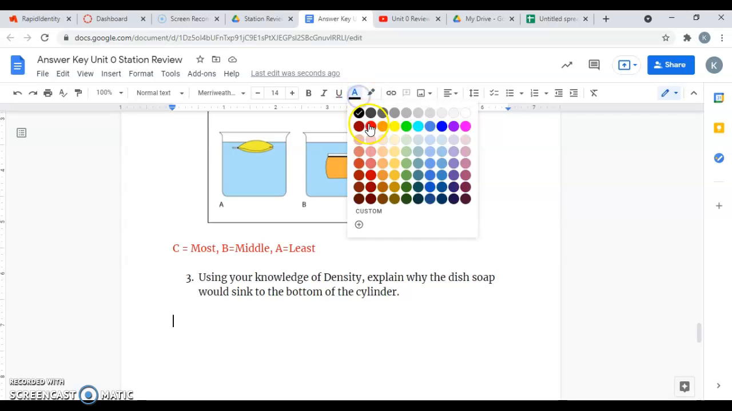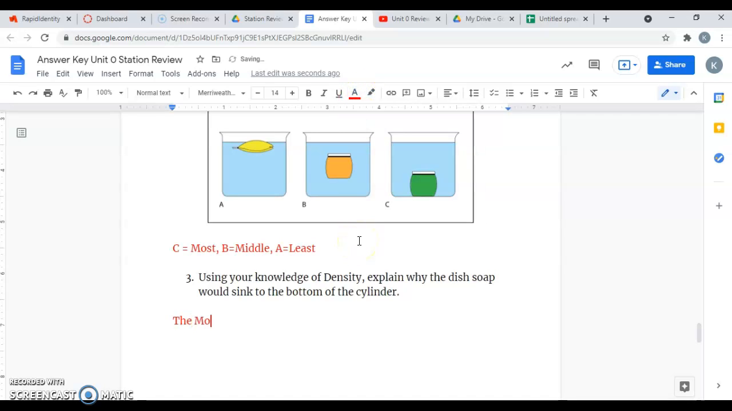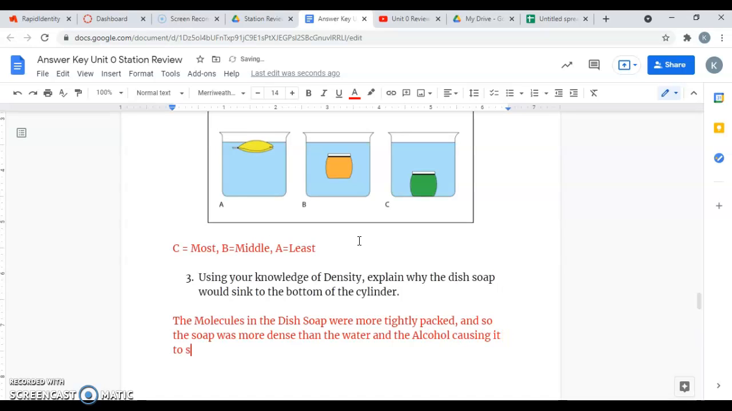So we could say the molecules in the dish soap were more tightly packed, and so the soap was more dense than the water and the alcohol, causing it to sink to the bottom. Okay?